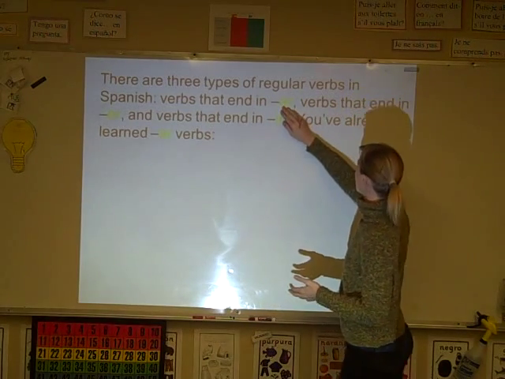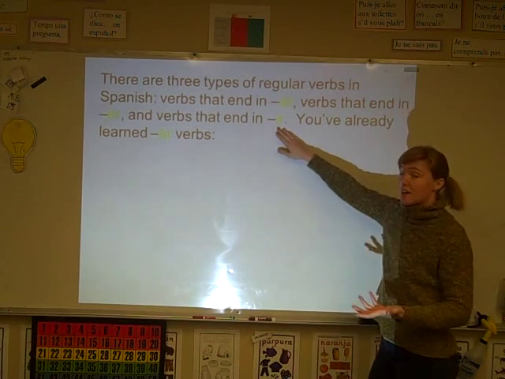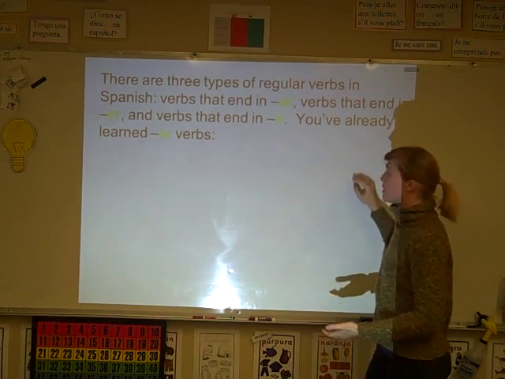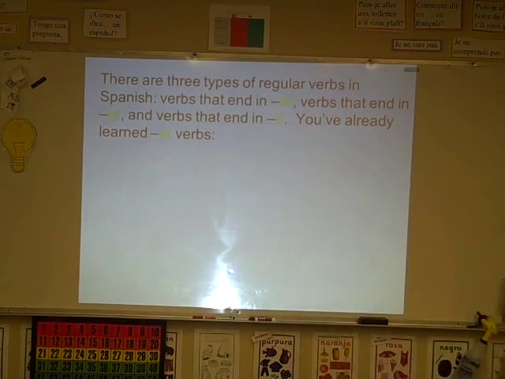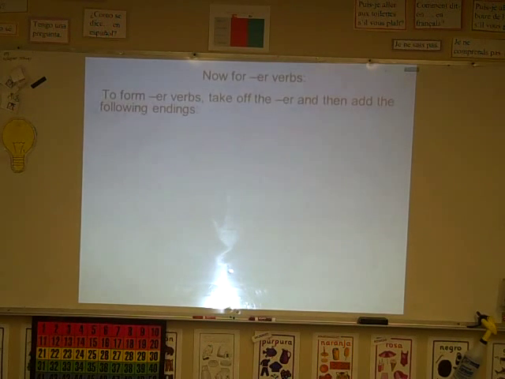You have AR verbs that end in AR, ER verbs that end in ER, and then IR verbs that end in IR. We've already looked at AR verbs, so here's a quick reminder of what they look like: o, as, a, amos, áis, an. You take the verb, for example hablar, drop the AR, and then add on the appropriate endings.